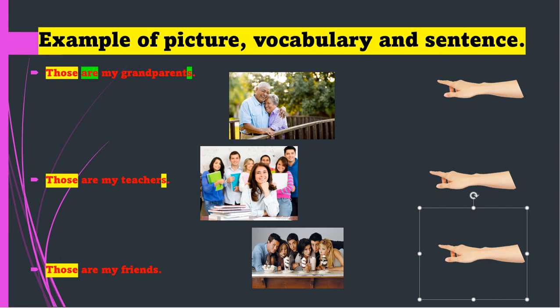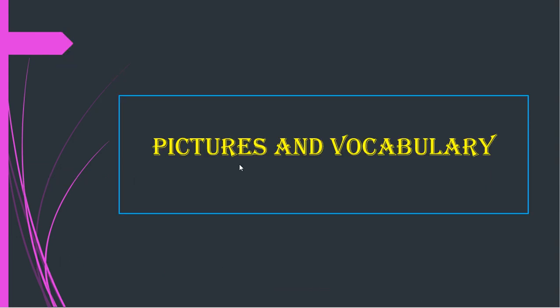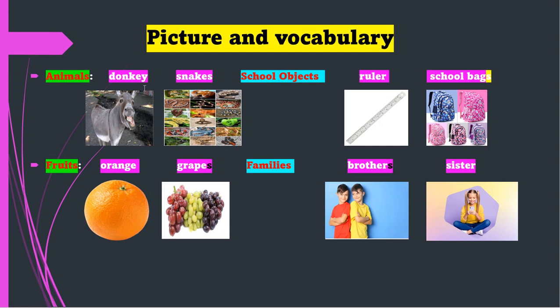Okay, so now we will go to your next lesson here, which is the picture and vocabulary. So first we have animals. So we have donkey. If you're watching the Shrek movie, you can see him there. So this one is part of the animals, the donkey.